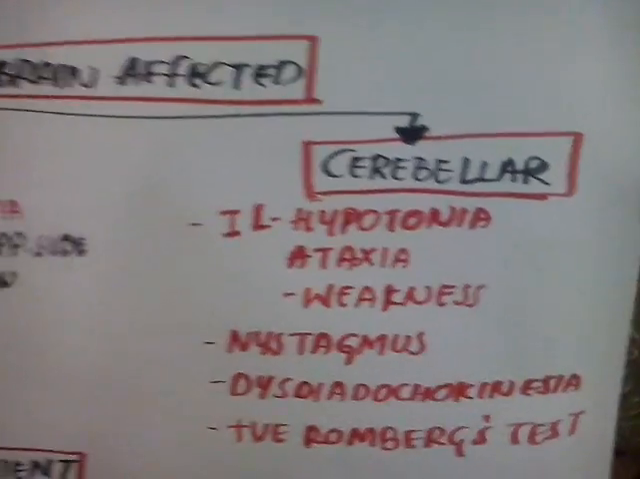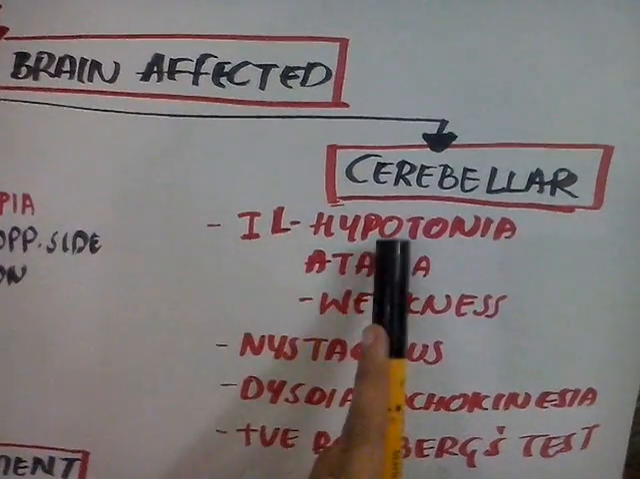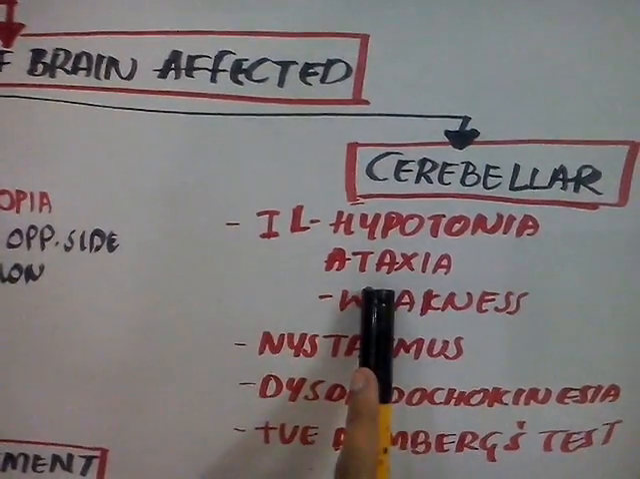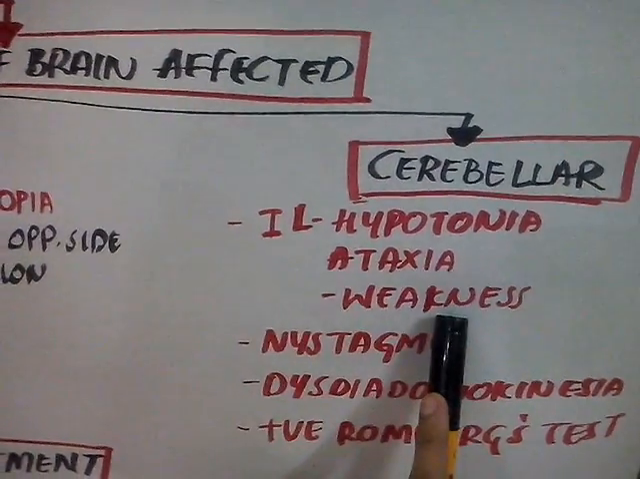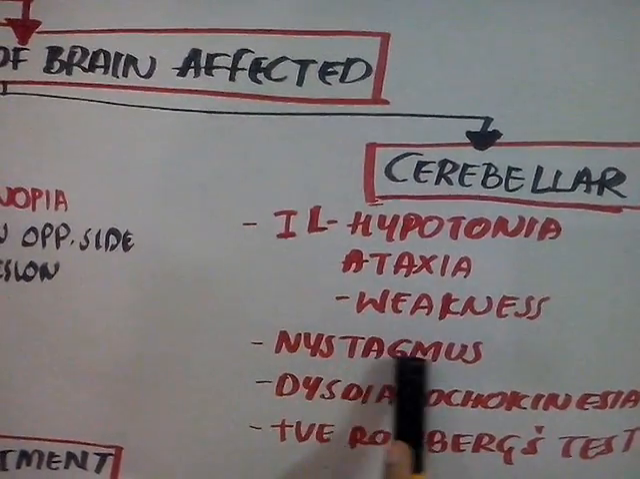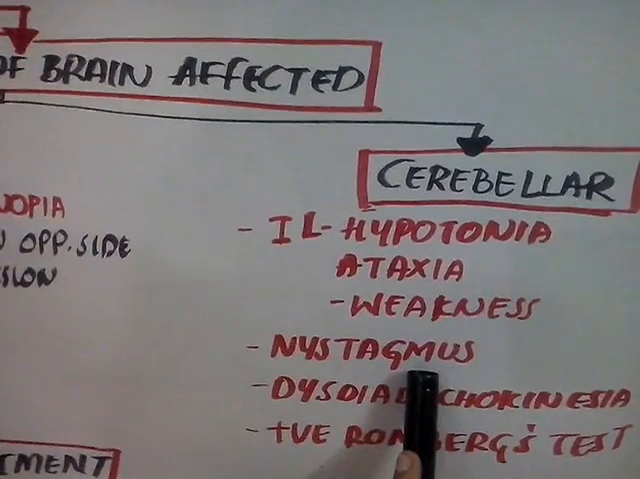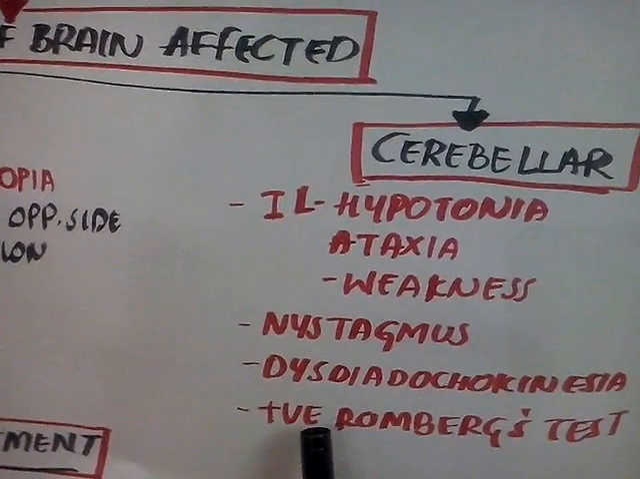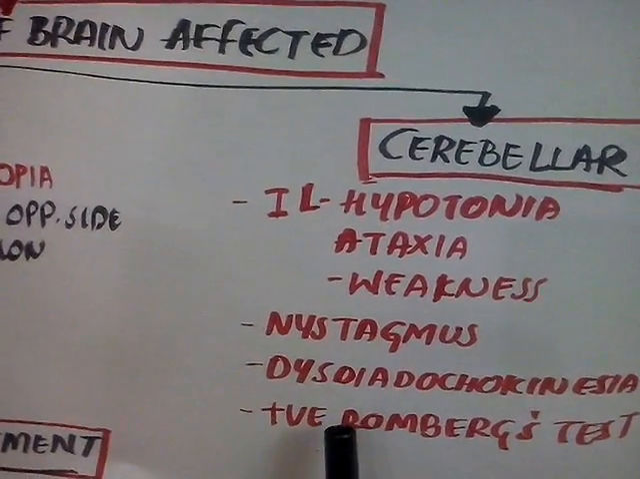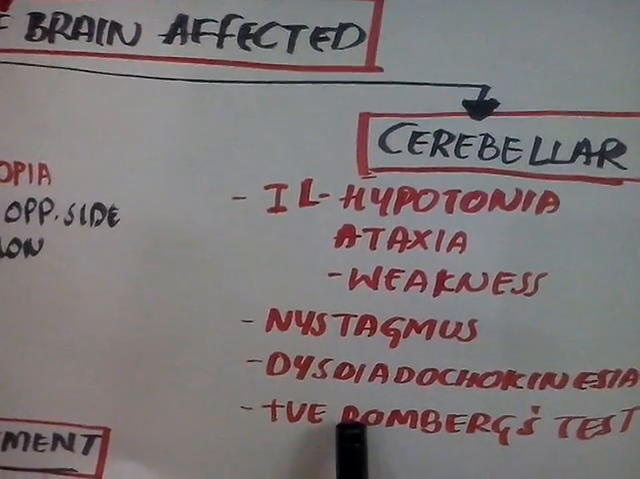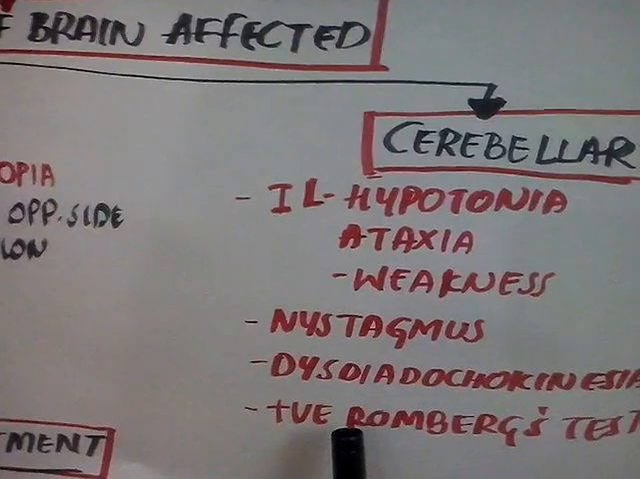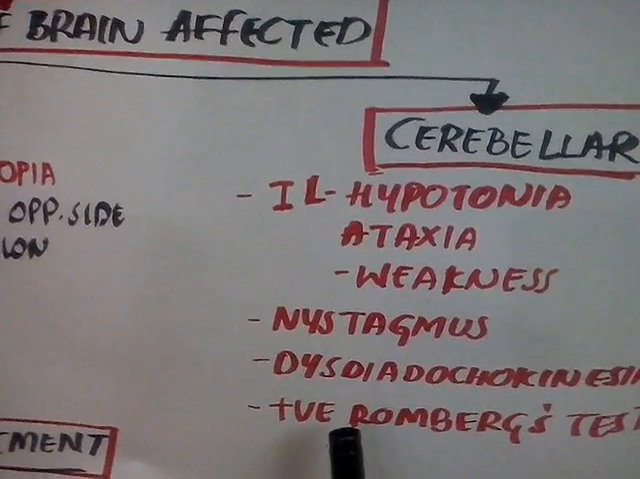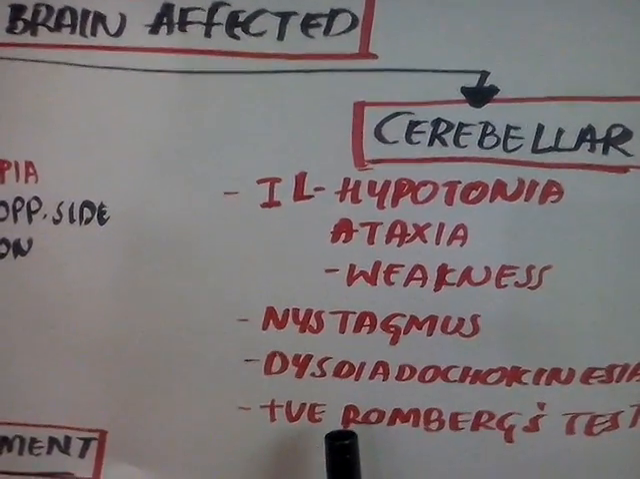Coming to cerebellar lobe abscess, there is ipsilateral hypotonia, ipsilateral ataxia and ipsilateral weakness. Nystagmus. It is very strong and moves to affected side compared to labyrinthitis. Dysdiadochokinesia. On rapid pronation and supination of the forearm, it shows slow and irregular movements on affected side.